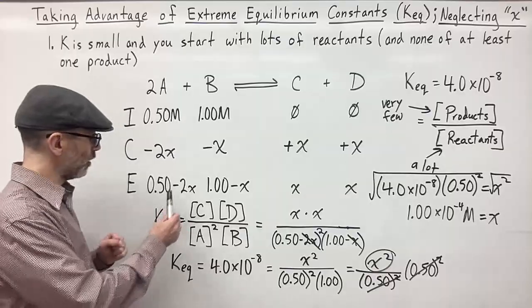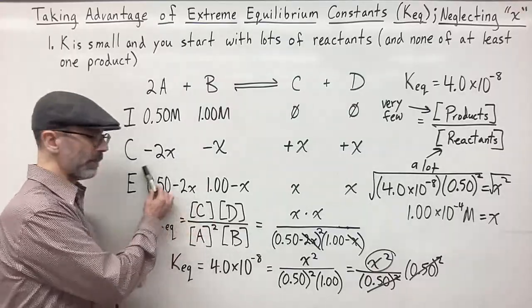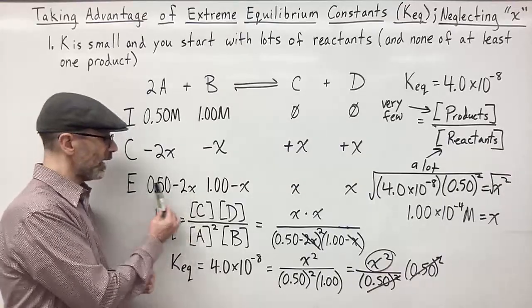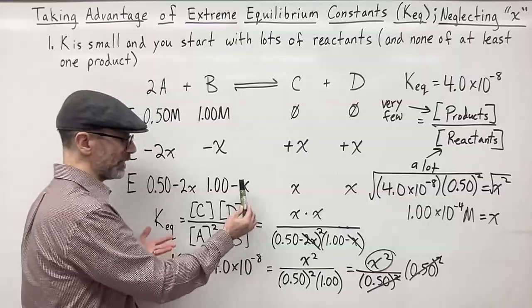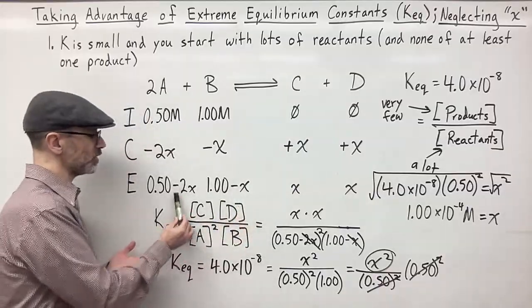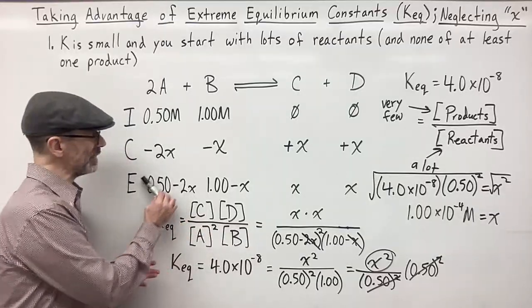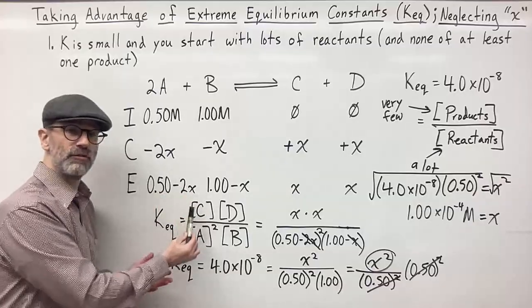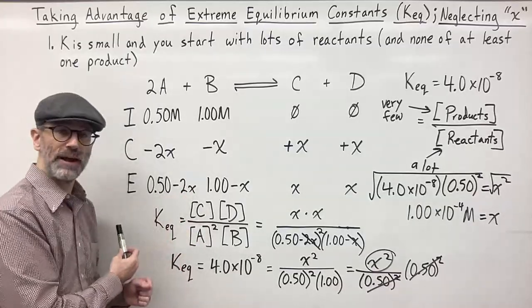You'll notice that here we're subtracting x from 1.00. Here I'm subtracting double that amount from a smaller amount, 0.5. So that means this one should give me the larger error, so I'm going to use this to do my 5% rule.